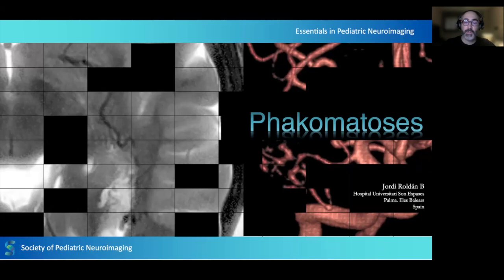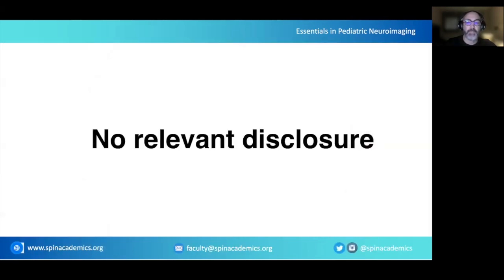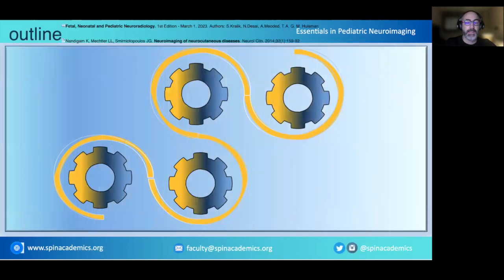I'm Dr. Jordi Roldan from Palma, Spain, and I'm going to talk about phacomatosis. No relevant disclosure, and that's the main scheme of the talk. First, I want to mention the bibliography that I used to prepare the lecture: the recent book of the group of Wiesmann, Fetal, Neonatal and Pediatric Neuroradiology from 2023, which is very interesting and very updated, and a classical paper from Smirniotopoulos from 2014, focused on neuroimaging of neurocutaneous disease.